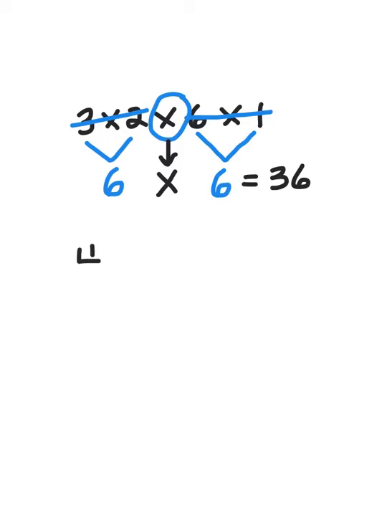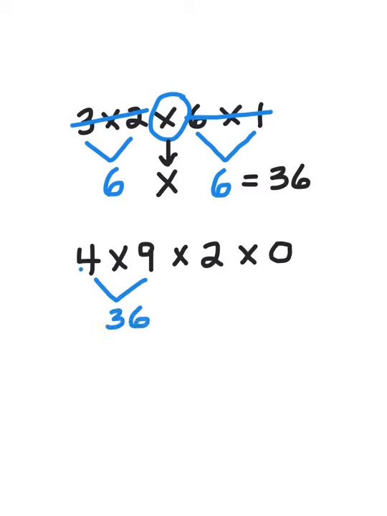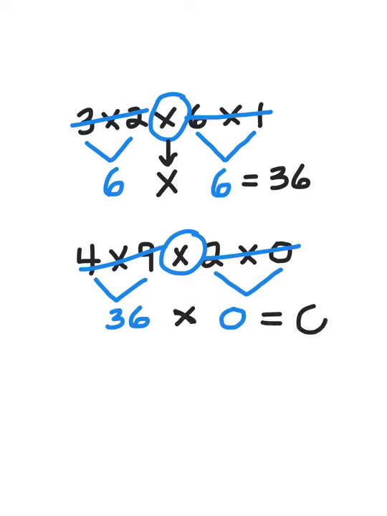Now let's look at one more that's kind of funny and see if you can figure it out before I tell you what's funny about it. 4 times 9 times 2 times 0. Let's see. We can associate 4 times 9, 9 times 2, 2 times 0. Let's start with 4 times 9, 36. Cross it out. Now remember, we can do 2 times 0. 2 times 0 is 0. And cross that out. And now all we're left with is the times sign. We bring it down. 36 times 0 equals 0.